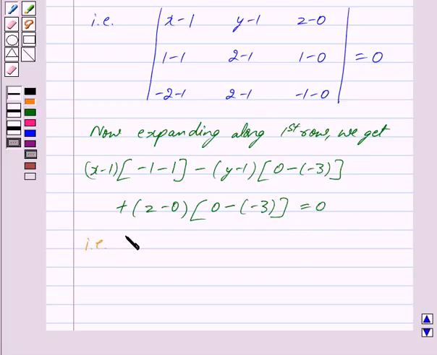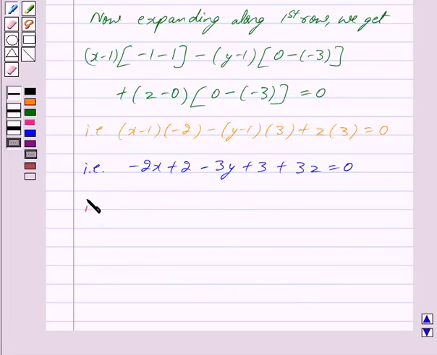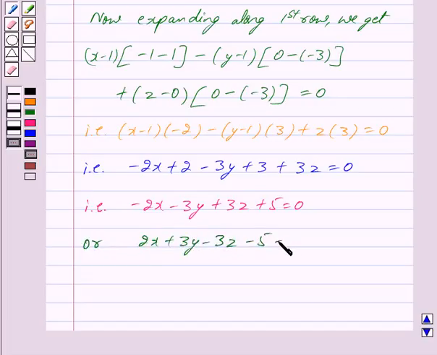That is, we have (x minus 1) into minus 2 minus (y minus 1) into 3 plus z into 3 is equal to 0. That is, we have minus 2x plus 2. Minus 2 multiplied by x gives minus 2x, minus 2 into minus 1 gives 2. Minus 3y plus 3 plus 3z is equal to 0. That is, we have minus 2x minus 3y plus 3z plus 5 is equal to 0. Or we can write this as 2x plus 3y minus 3z minus 5 is equal to 0. Thus we get our answer as 2x plus 3y minus 3z is equal to 5.